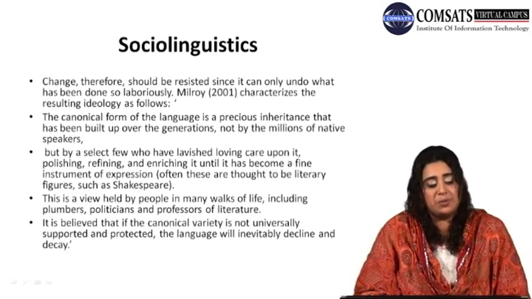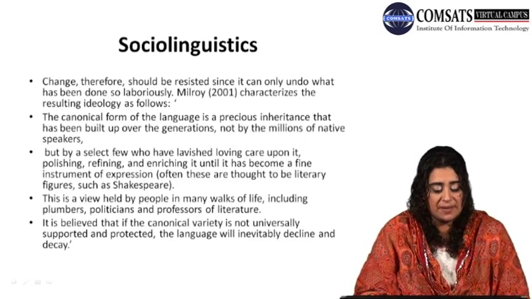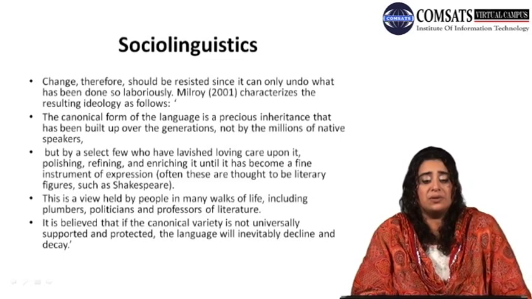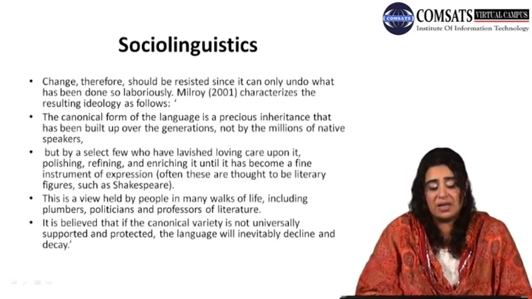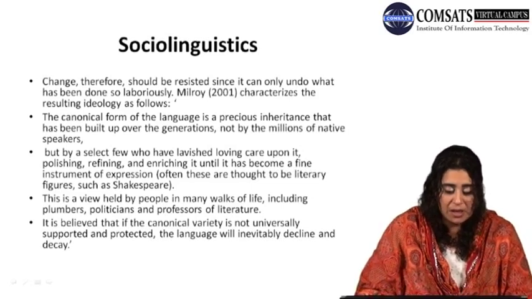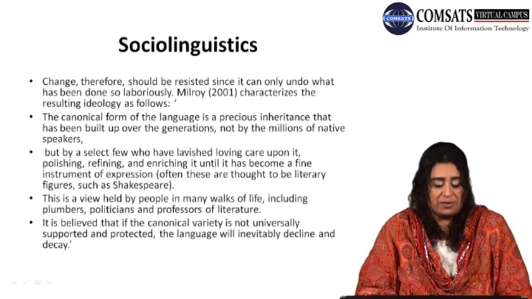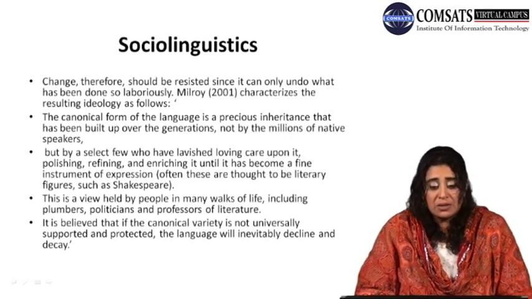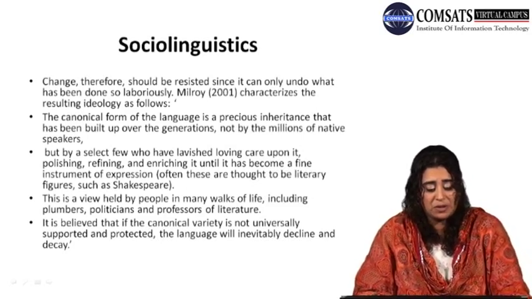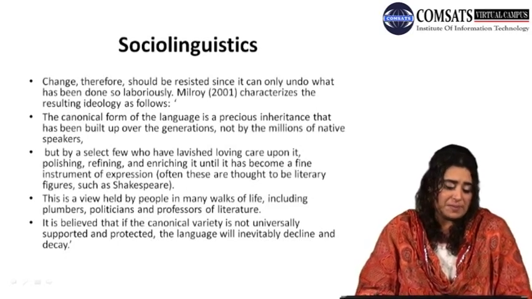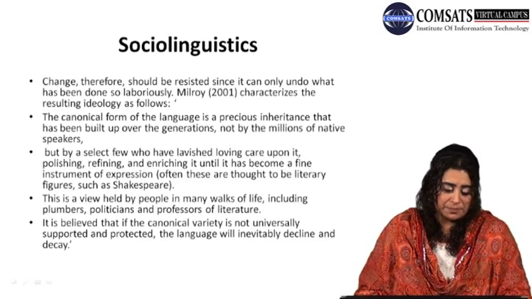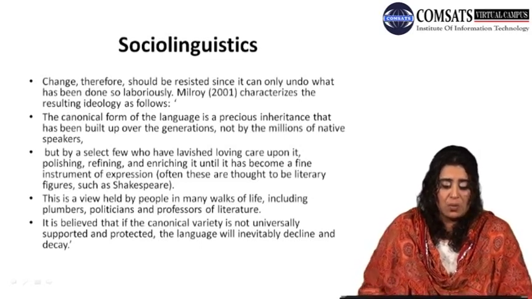According to that, students, when we were discussing different things, let's say the view held by people, the canonical form of language is a precious inheritance that has been built over the generations, so not by the millions of native speakers. So it's not about how many people speak a certain dialect or language, but it matters how long ago that language was developed and how well it would be.